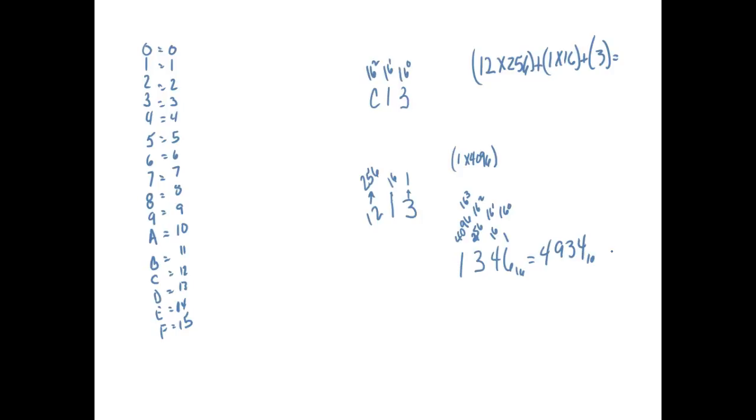2, 4, 6, 8, A, C, E. I know this is an even hex number. So that means my decimal number had better be what? Even. So an even number in any base is an even number in any base. Does that make sense? So if I convert this to binary, then it's going to be an even binary number.